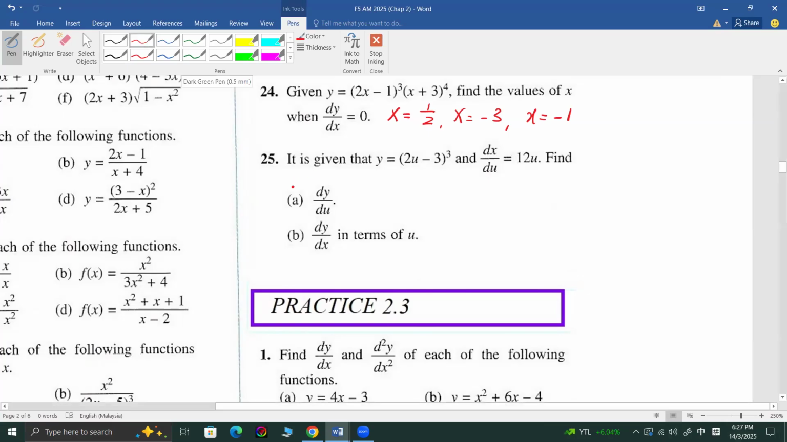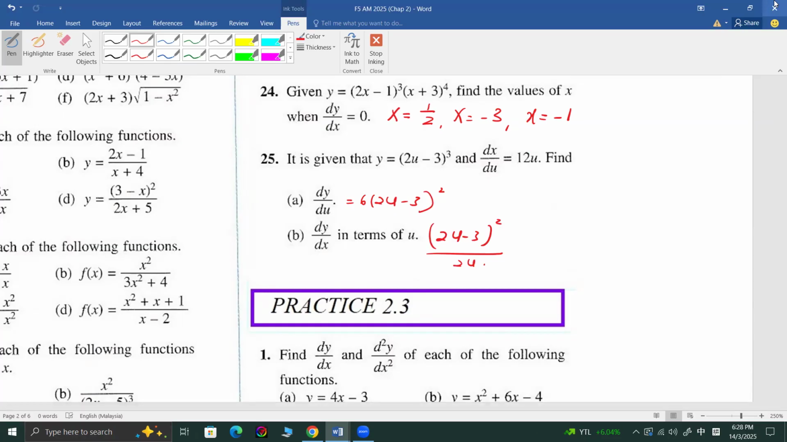So for 25A, the answer is (2u minus 3) squared per 2u. And for B, sorry, this is B. I'm sorry. Wait, A is 6 (2u minus 3) squared. This one is (2u minus 3) squared per 2u. Okay, mark down question 24 and 25 as homework.